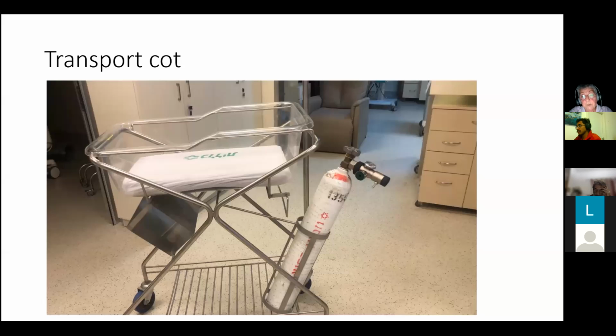This is a transport cot that we have in our unit, and I remember when we visited, we have to have this at our center in order to move babies from the delivery room or from the operating room. This is a small oxygen cylinder, and it has here, it's not piped. We don't have all the tubing, but the baby can have the oxygen needed for the transport.